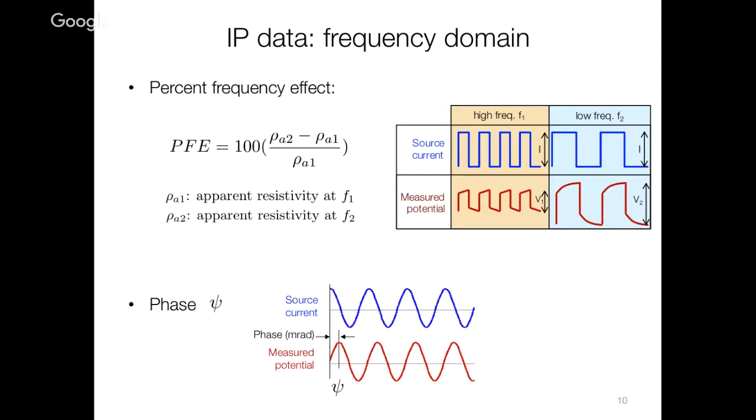In the frequency domain, there was something used called PFE. People don't do that very much anymore, but here's one that is more frequently used. I have a source current that goes in like this, and then I measure a potential that looks like that, and this phase difference between these two things is a valid IP datum. So that would be in milliradians.